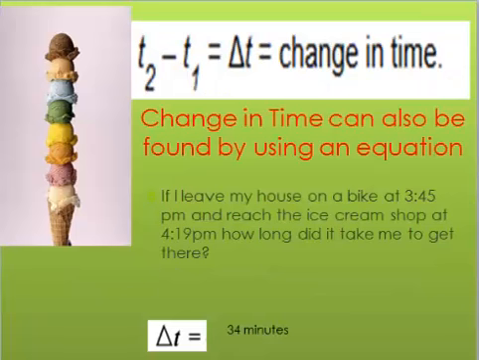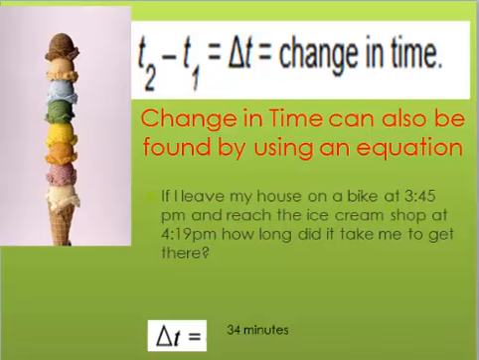Sometimes when we are talking about change in direction, we also want to know how long that object took to get there, and that would be change in time. So change in time is represented by this equation. T2 means our ending time, and T1 is the starting time. That is the change in time equation. So let's try that together.